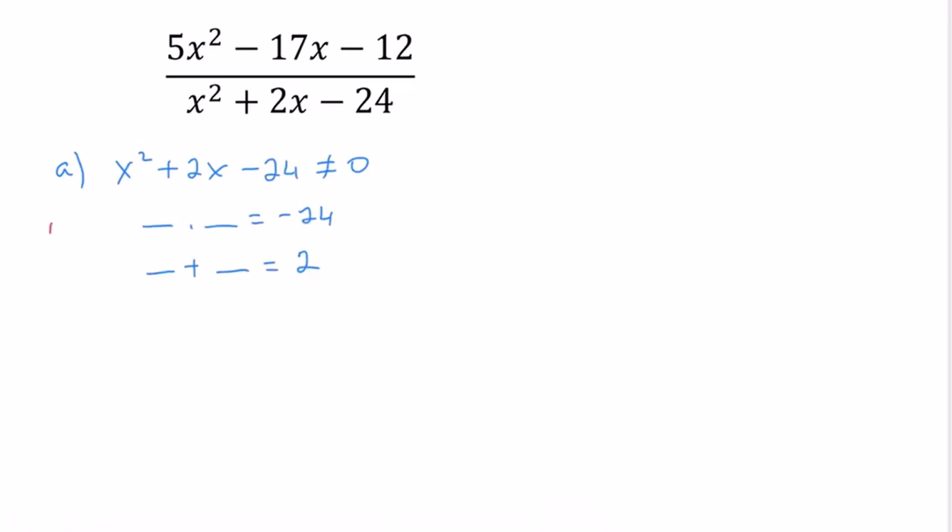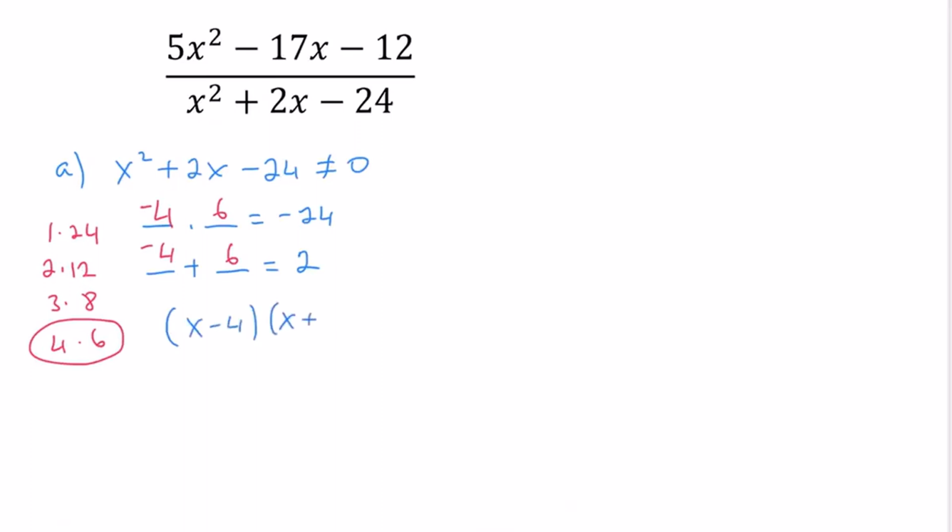So here we have 1 times 24, 2 times 12, 3 times 8, and 4 times 6. The one that would give us 2, we have 4 and 6. We need negative 24, so one of them needs to be negative. We need positive 2, so the smaller number is negative. So we have negative 4, positive 6. So we have x minus 4 times x plus 6 not equal to 0.